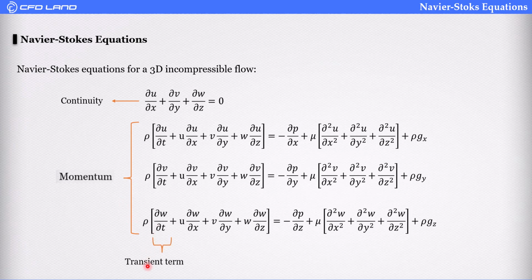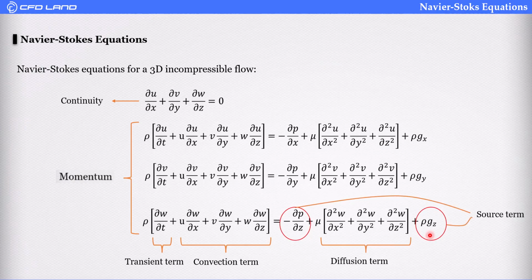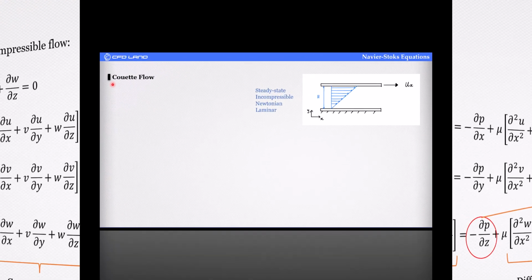Partial t is the transient term. Then we have convection terms. On the other hand, we have the diffusion term, and as you can see, we have a relation, an equation, a model for stress terms. So it's the Navier-Stokes equations. And at the end, the pressure term and gravity term are our source terms.